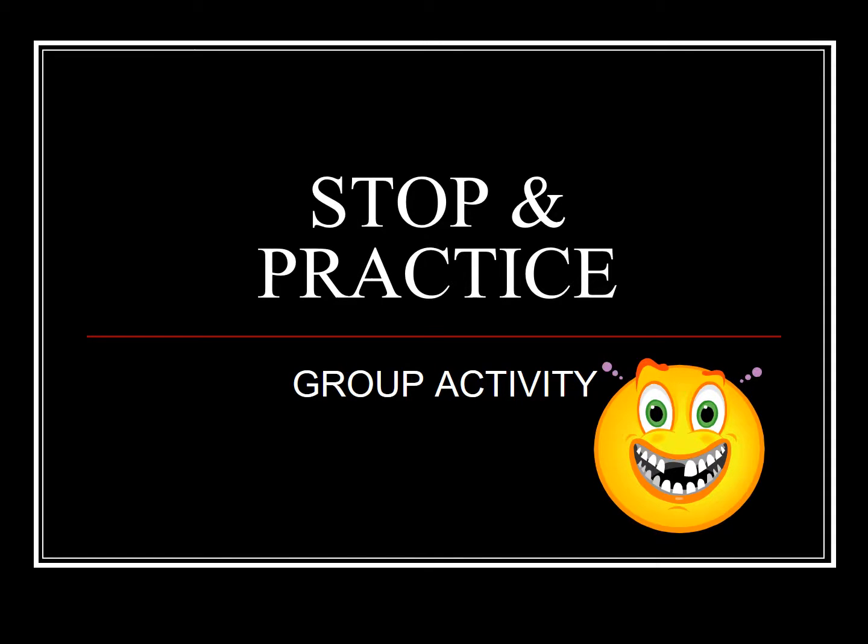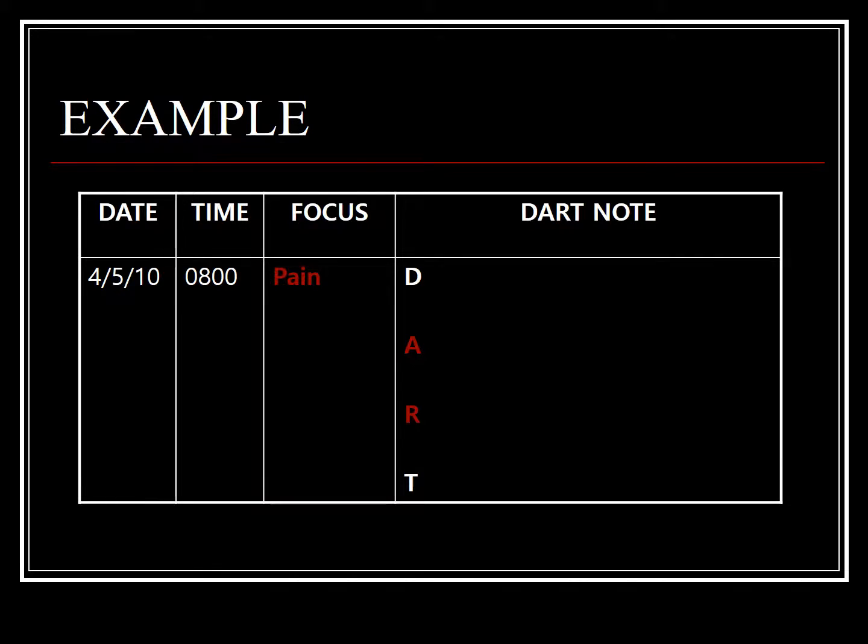Stop and practice now as a group activity. An example: we have the date as April 5th, 2010. The time is 8 o'clock. The focus of this note is pain. So in this one, it appears that in the DART note, we're only going to use the A and the R.